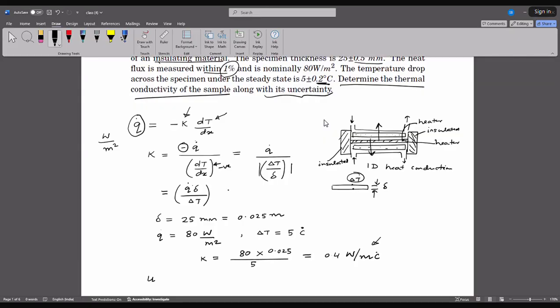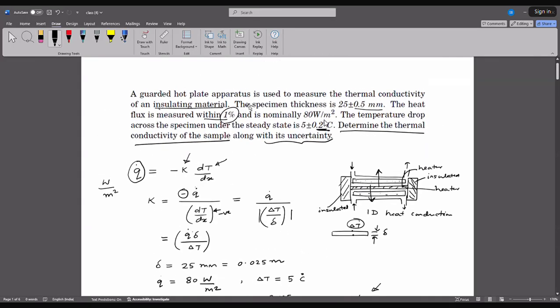So U of delta is plus minus 0.5 mm, that is plus minus 0.0005 meter.